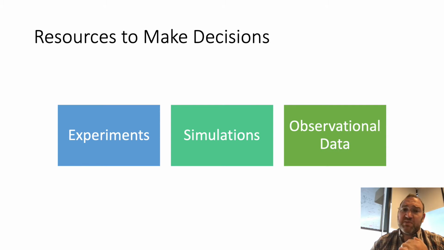But if you can't experiment because maybe it's not moral, or you cannot simulate because the system is too complex or unknown, then all you have left is data, which usually you have in abundance. How can we use observational data in order to make better decisions? This is where offline reinforcement learning and causal inference shine.